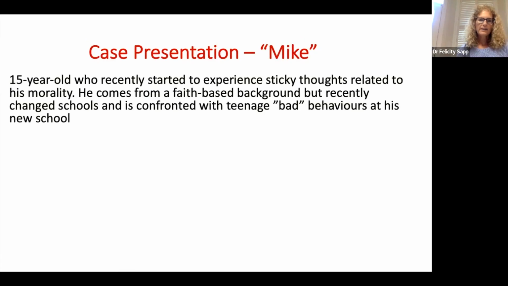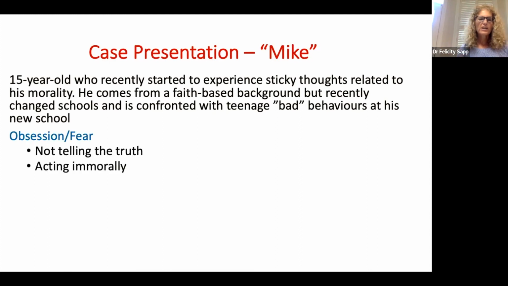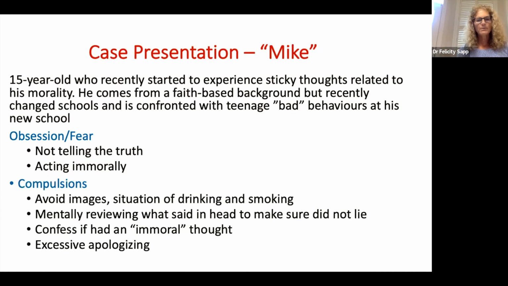Mike was a 15-year-old, and he had come from a faith-based background and had moved to a new school where he was confronted with teenage bad behavior. So he was afraid that he would not tell the truth. He'd act immorally. He was avoiding images and situations around drinking and smoking. He would mentally in his head go make sure he hadn't told a lie, and he would be confessing and apologizing.